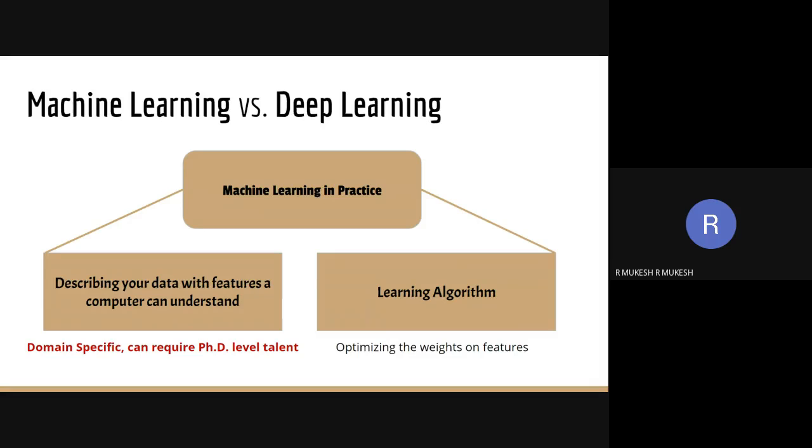So we see that this process consists of 2 steps, right? The first step is describing your data with a set of features that the computer can understand, and the other step is using a learning algorithm, or learning a function, that approximates the mapping from the input features to the output target. So we use the training data to learn a function that can approximate the mapping from the input features to the output target, which is the star rating, right?